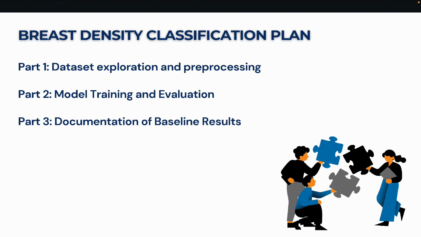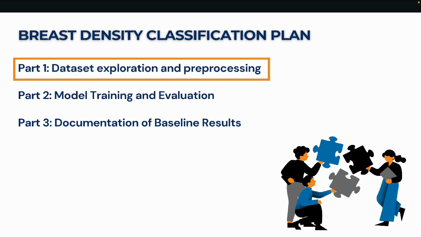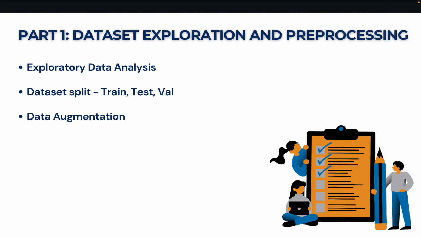Okay, so in the next video, or part 1 of this video, we'll start with data exploration and pre-processing. The first steps that came to my mind were to do exploratory data analysis, then to split the data set into train, validation and test sets, and then we'll perform data augmentation, create an image generator, and get the data ready so that it can be fed into the machine learning model or deep learning model for training.